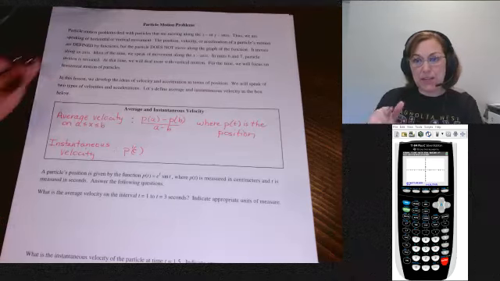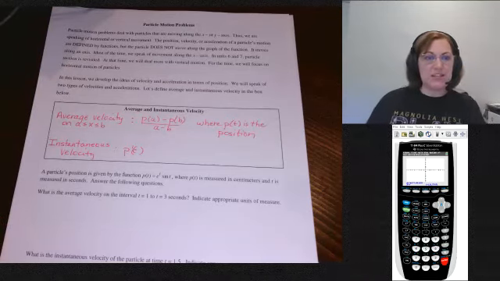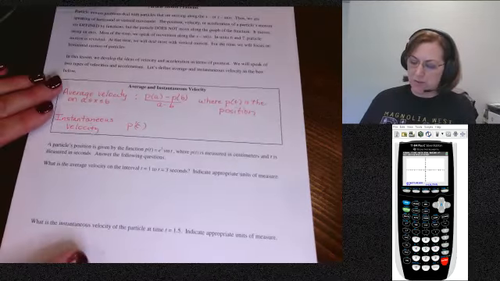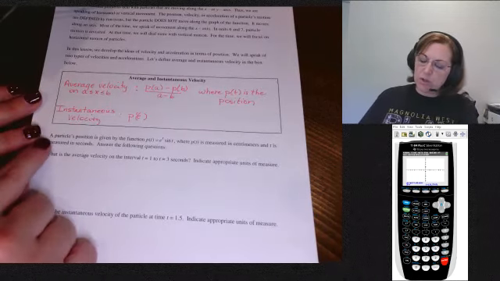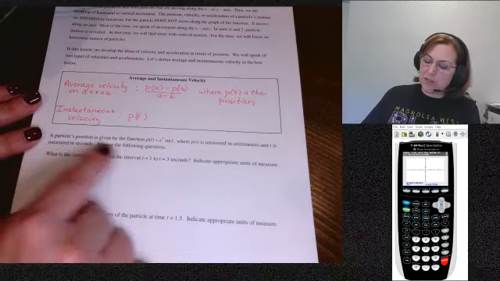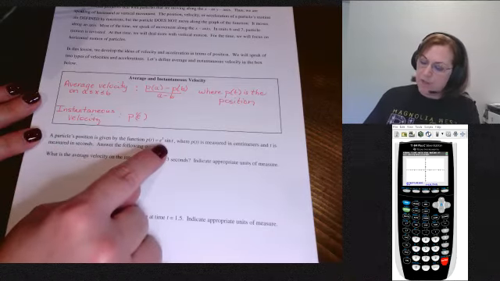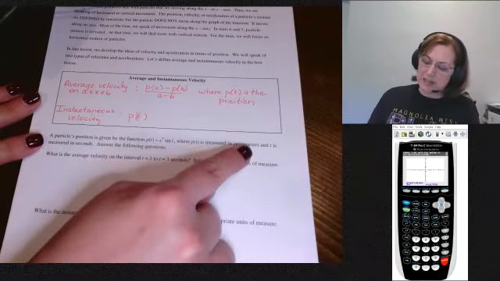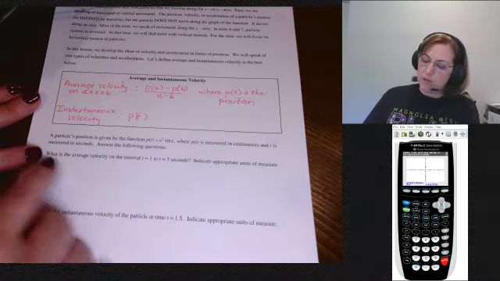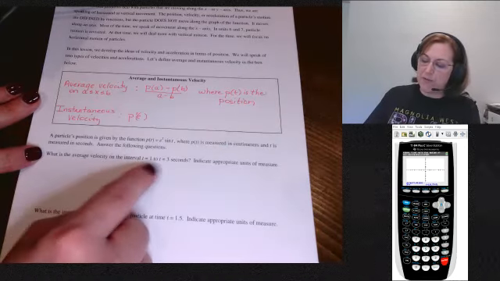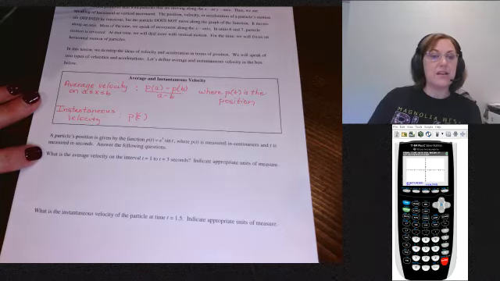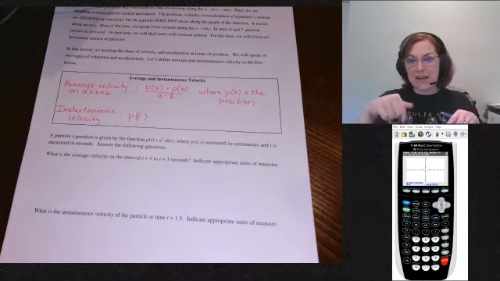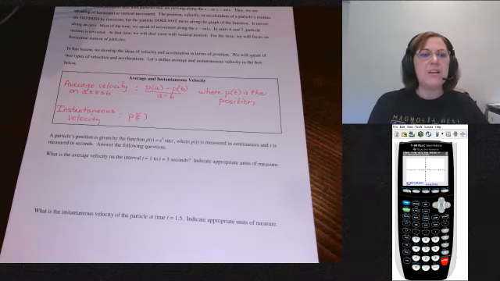Now, let's take a look at an example. Again, if you need to pause so that you can get all of those details down, please do. That way you have all of the good explanations. We have a particle's position given by this function where P of t is measured in centimeters and t is in seconds. What is the average velocity on the interval from t equals 1 to 3, and indicate units of measure? I have my calculator right below this picture because I want to use it.